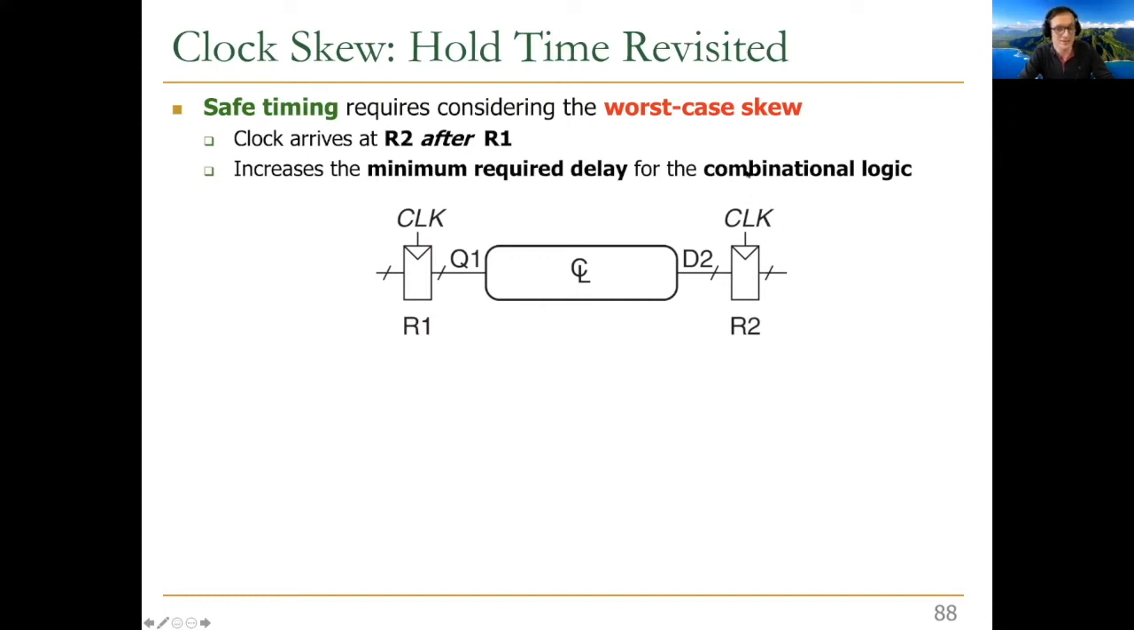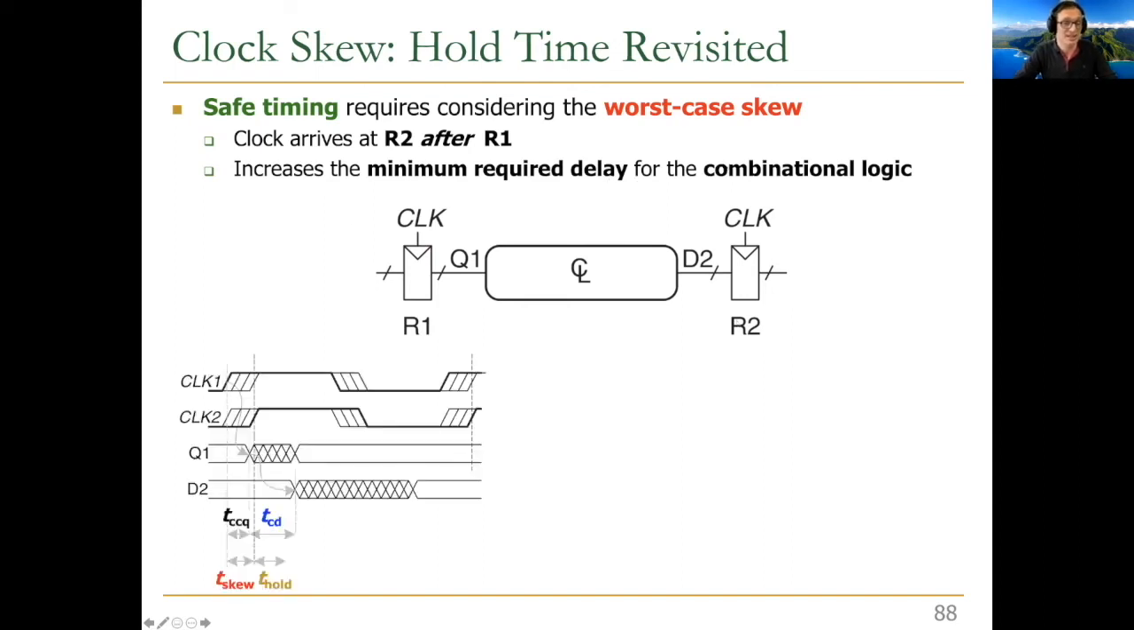So if it arrives at R2 after it arrives at R1, then you have more time over here in this combinational logic. And essentially, you need to make sure that your combinational logic still obeys the hold time requirements of R2. And this increases the minimum time required for the combinational logic, essentially. So let's take a look at this over here. Clock 1 arrives early for R1, clock 2 arrives late over here. So you can see the clock to Q minimum delay, the contamination delay, puts us over here. And then we have a contamination delay over the circuit.